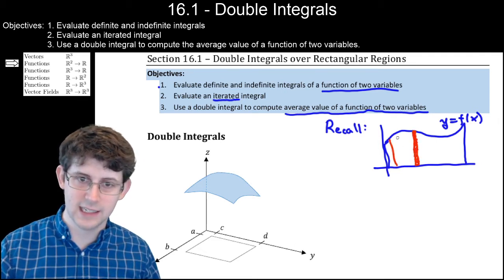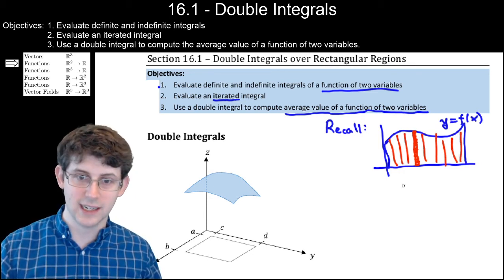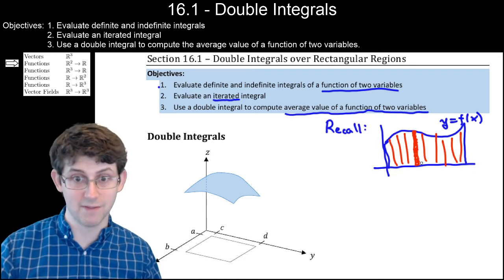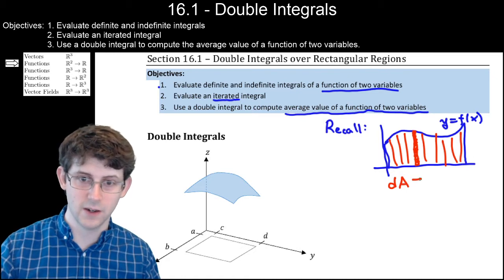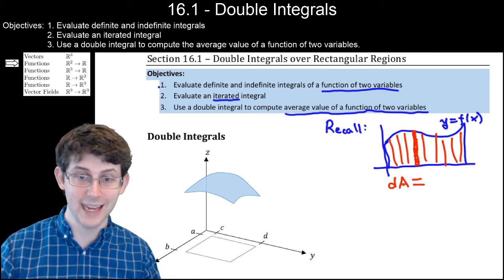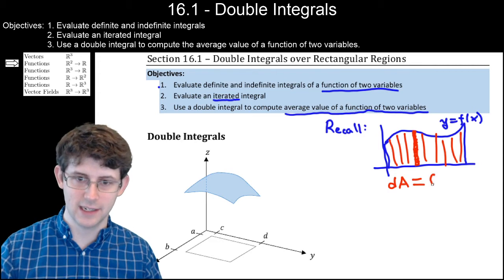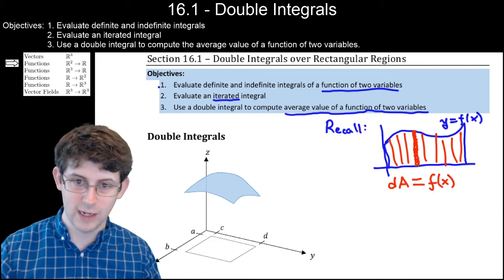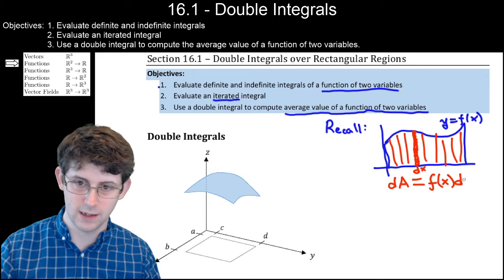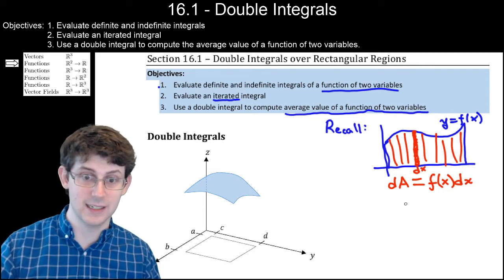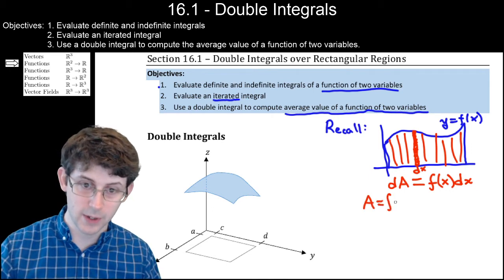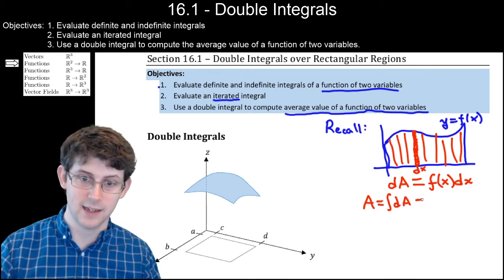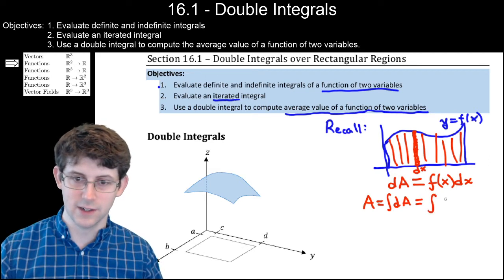If I slice this area into lots and lots of really thin rectangles, then the height of this rectangle and the width of this rectangle are something we can find, and then we can find the area of that rectangle. It's an infinitely small rectangle, so its area will be called dA. Its height is f of x, and its width is dx. So dA is f of x dx, and then to get the area, you add up all the little bits of the area. And that's the integral of f of x dx.